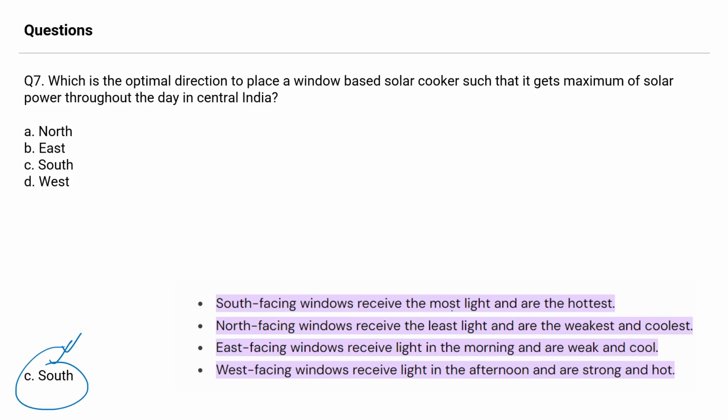South facing windows receive the most light and are the hottest. North facing windows receive least light and are the weakest and the coolest. East facing receive light in the morning and are weak and cool. And west facing receive light in the afternoon and are strong and hot. We can also say they are quite harsh as well. So the correct answer is south.